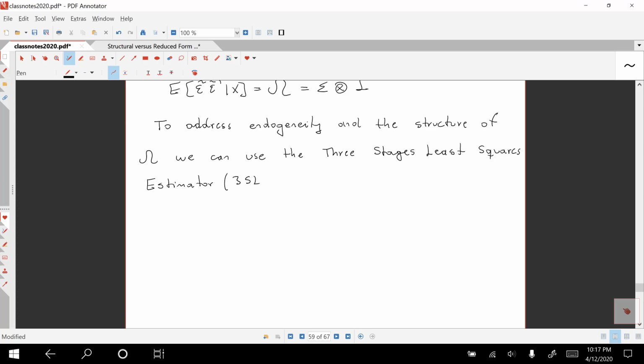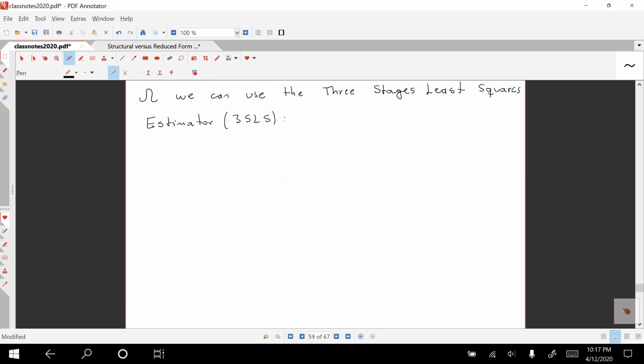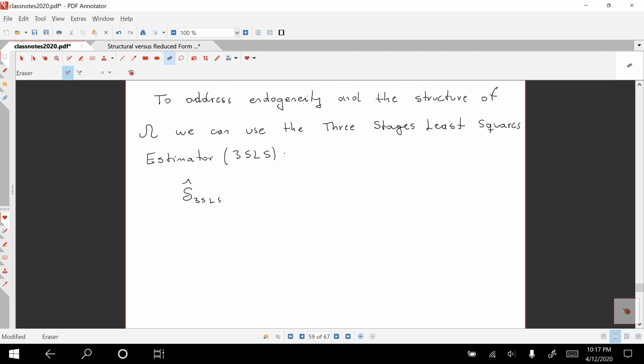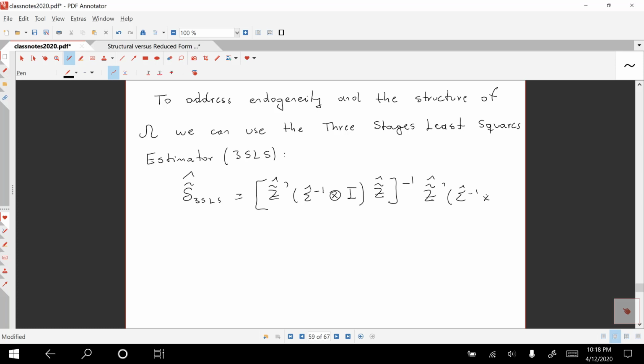Okay, so this is the three-stage least squares estimator. So how does that estimator work? We have this delta three-stage least squares. Remember that delta is that big, so here I need to be a little bit careful. It's going to be delta tilde hat, because that's what we're estimating. It's going to be equal to z tilde hat prime times omega inverse, which is the Kronecker product, times z, inverse, z tilde hat prime, omega hat inverse Kronecker product and times y tilde.